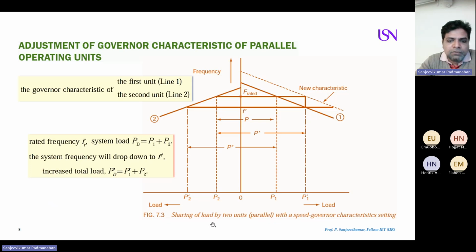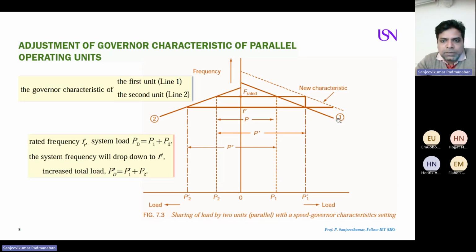So this is an example of how we are sharing load by two units operating in parallel with speed governor characteristic settings. So there is no load. You have the rated speed for both the lines, line 2 and line 1. As the load increases, of course, for line 1 and line 2, there is a drooping of your speed characteristics from the rated value to a minimum value. You can see it on both sides.